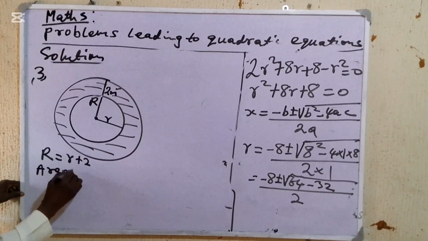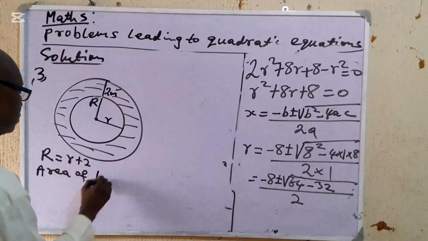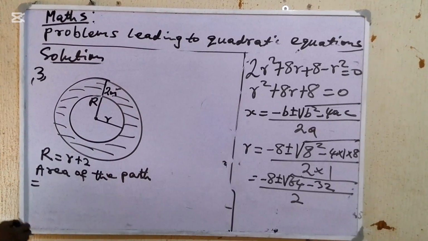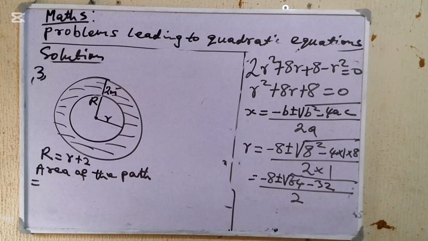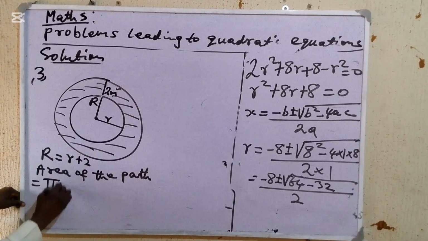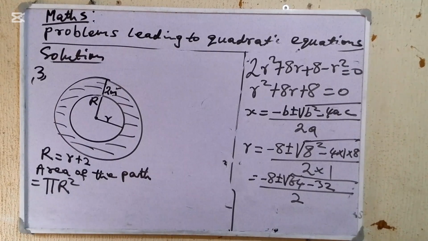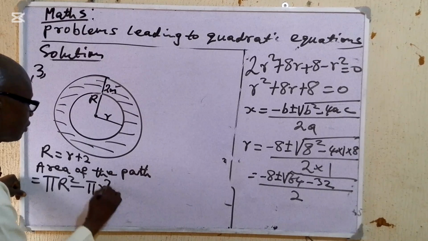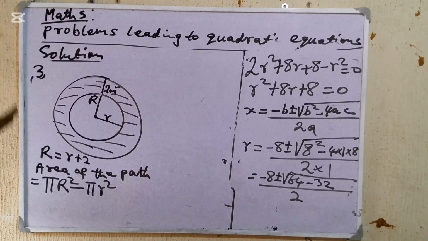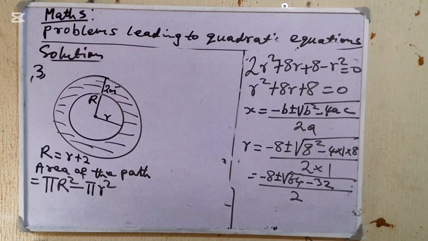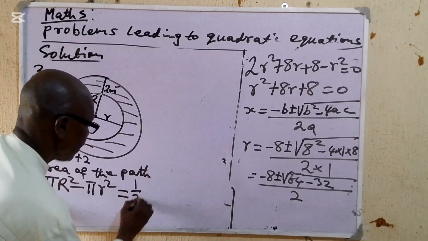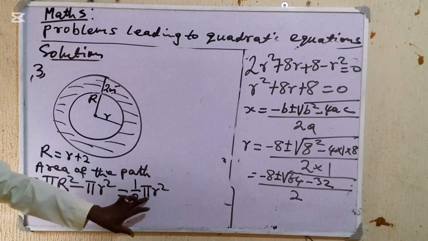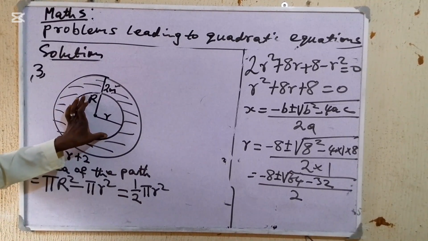Area of the part is equal to the area of the bigger circle, which should be pi capital R squared, minus the area of the smaller circle, which is pi small r squared. But we are told that the area of the part is half that of the pond, which is equal to 1 over 2 pi R squared, because pi R squared should be the area of the pond. This is the pond now.